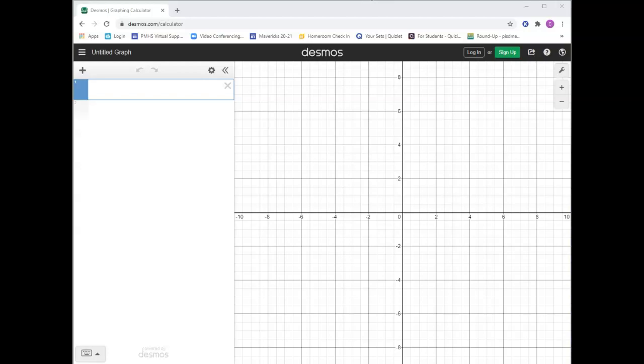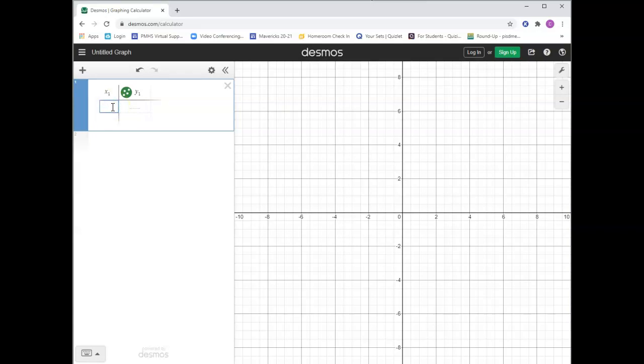We're at desmos.com/calculator. We're going to tap the plus sign right here. You're going to add a table. Notice that it's labeled X1 and Y1. Your color might be different, but that's okay. We're going to enter our points into our table.